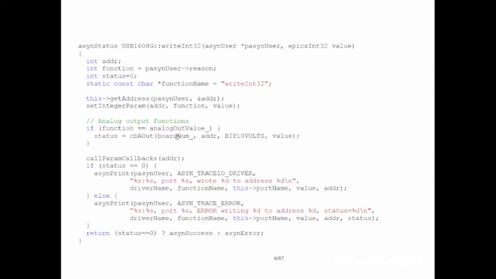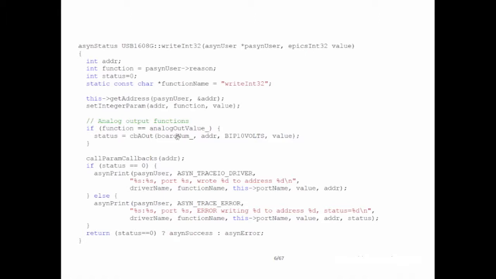So if the status is 0, in other words, if this call worked, then we print a message using asynTraceIODriver. This is a message that would normally not be enabled, so this is for debugging. And we're saying, this port name wrote this value to this address. So we just generate a message giving the name of the driver and the name of this function. That's a message that would be printed if you turned on asynTraceIODriver for this port.